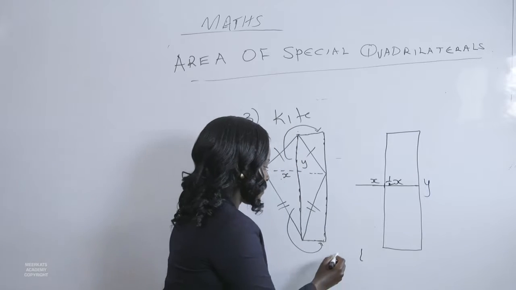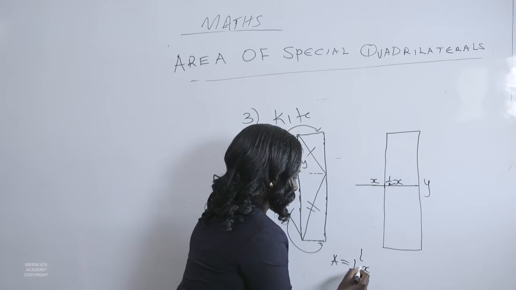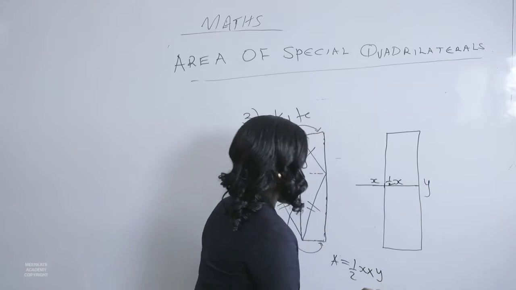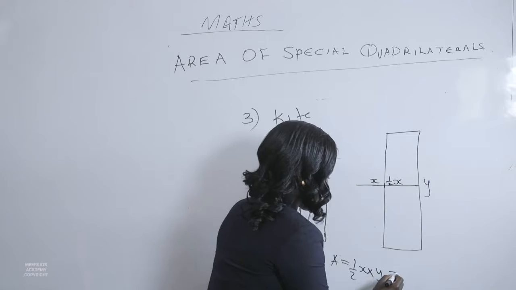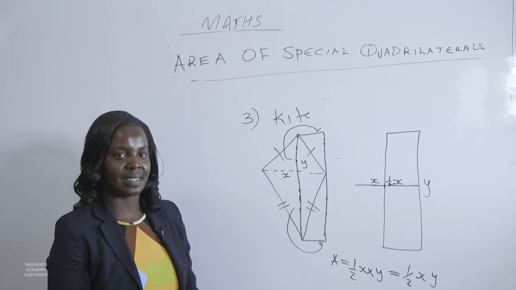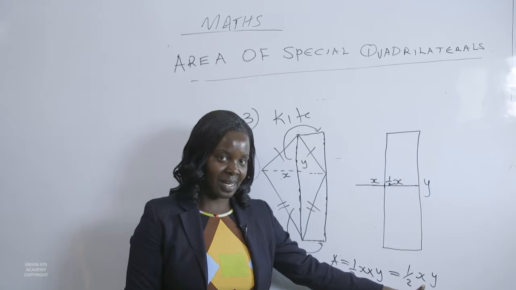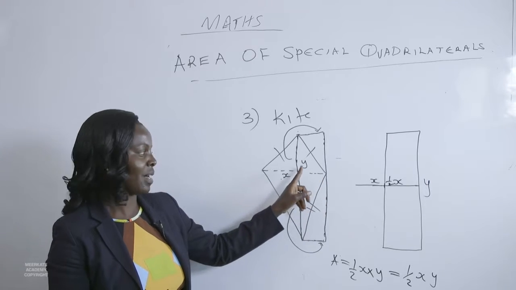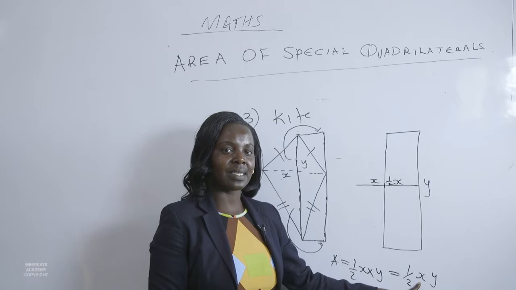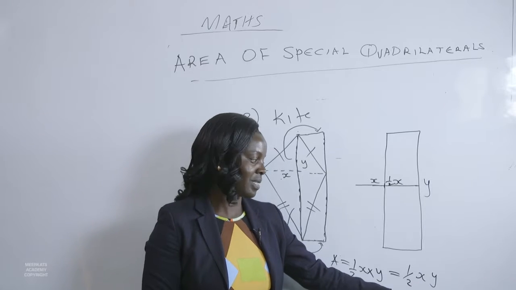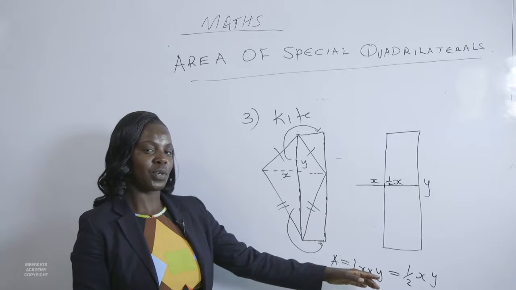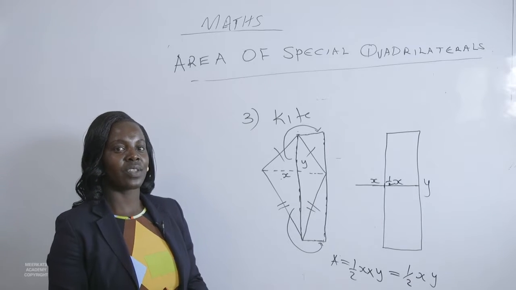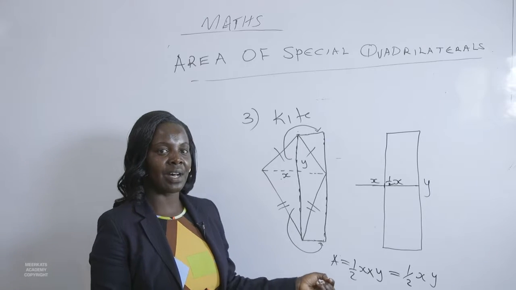So to calculate the area, we say again, I have a half x times y. And remember, our x is diagonal x, the diagonal of the kite, and the two diagonals of the kite are diagonal x and diagonal y. So we are saying, again, the area of the kite can be calculated using this rule, a half x times y. You must have realized that this is the same rule that we use to calculate the area of the rhombus. So what are we saying? The rule for calculating the area of the rhombus is the same as the rule for calculating the area of the kite.